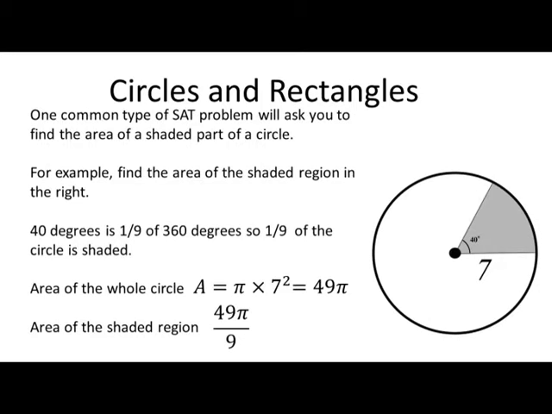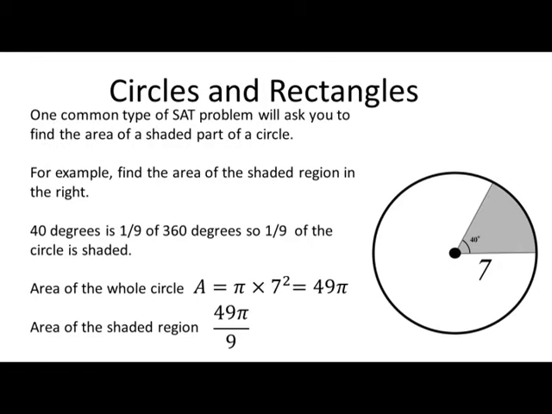For example, we have a circle here, 40-degree angle there, and it has a radius of 7. And we're supposed to find the area of the shaded part. We do this in 2 parts. First, we figure out that 40 degrees is 1/9 of 360, so it's 1/9 of the circle that's been shaded. Then we find the area of the whole circle. We ignore the fact part of it is shaded. We find the area of the whole circle, which is equal to pi times 7 squared, or 49 pi.